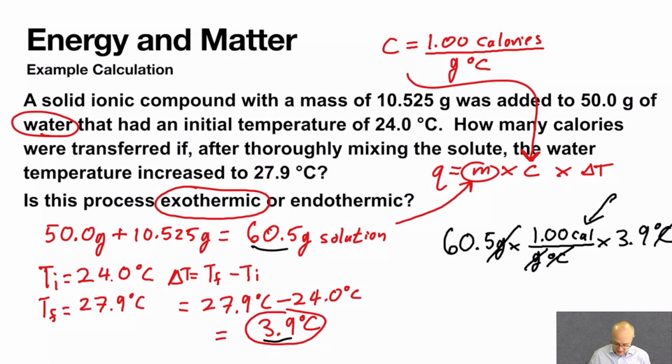And the answer is 240 calories. 240 calories. There you go. That's how many calories were transferred from the materials, the chemicals, to the water, or from the ionic compound to the water.